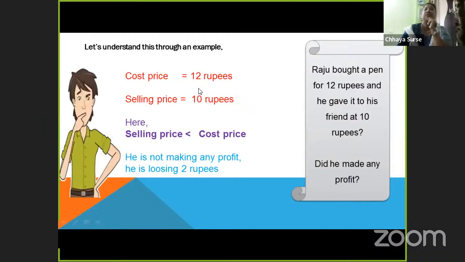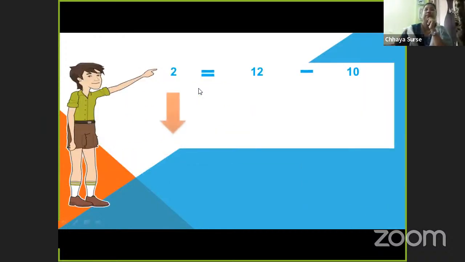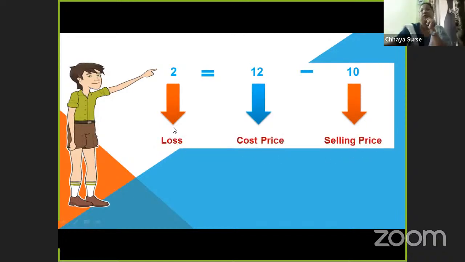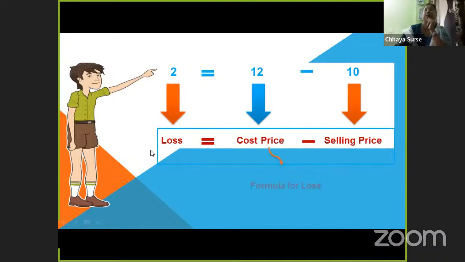That's why that is called the loss. 12 rupees is the cost price, 10 rupees is the selling price, and 2 rupees is the loss. So this is the formula for loss. When we want to find the loss, we have to do cost price minus selling price.